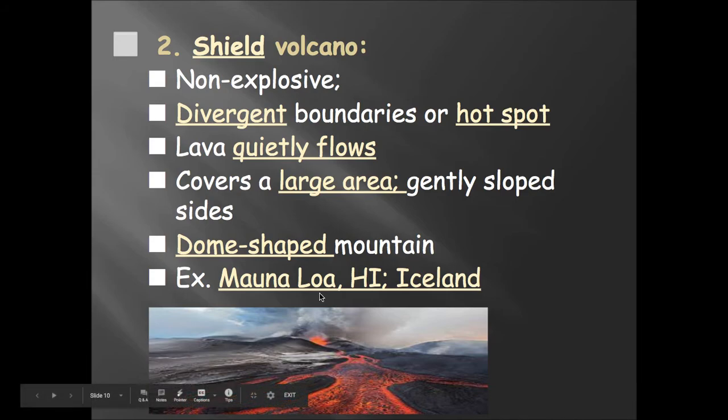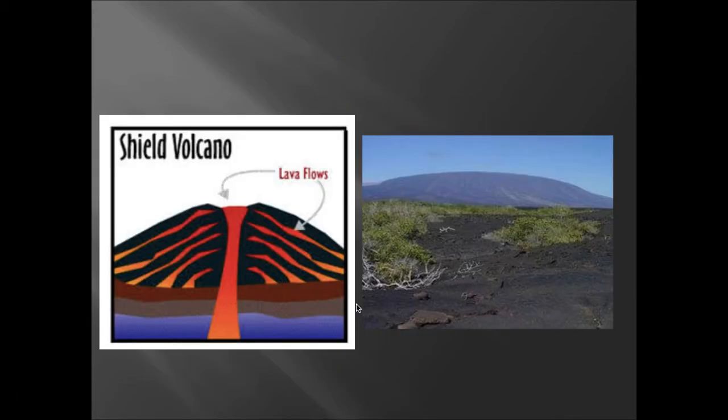All right, Mauna Loa in Hawaii is an example. Basically all of Iceland is an example. So here's a good picture. I think this one is actually in the Galapagos. The Galapagos is a hot spot, but you can see it's like a dome. It's not really steep and it's not super tall, but it takes up a large area. All right, it's just made from layers of cooled lava. So we have our cinder cones that are small, steep mountains. We have our shield volcanoes that are formed from the lava flows that are big, broad domes.